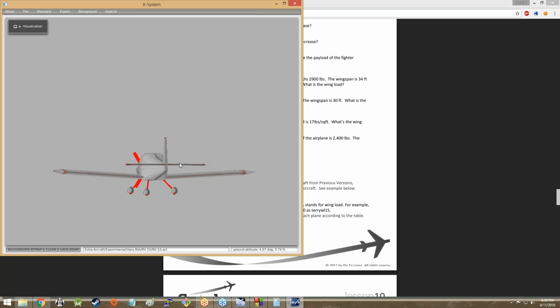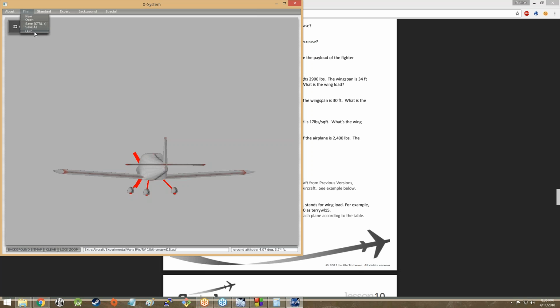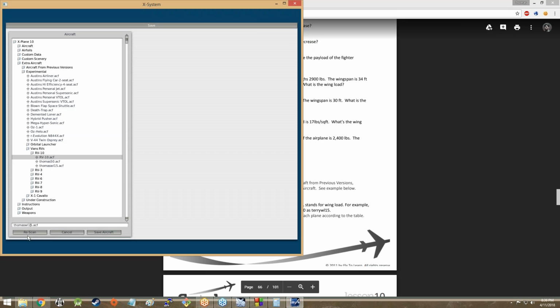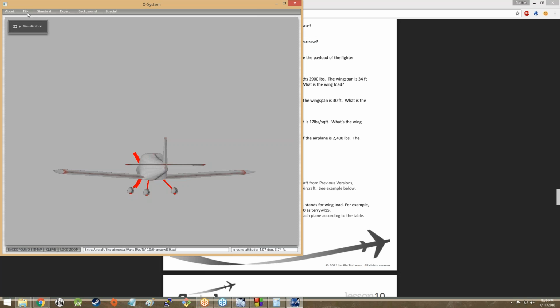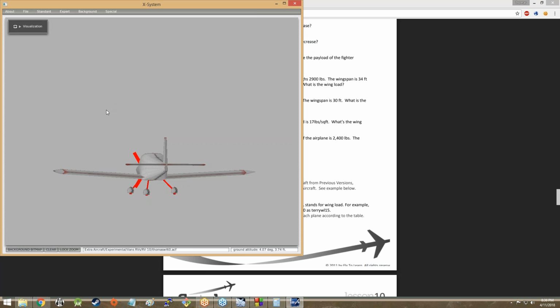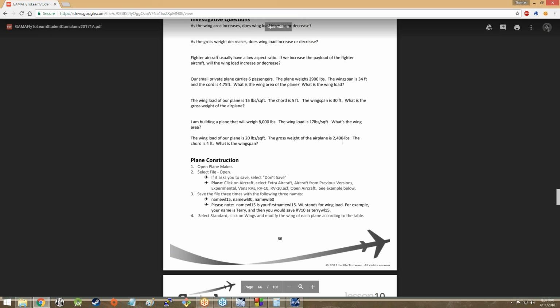So basically what we're going to do is go ahead and save as, and let's see here. So this is going to be Thomas WL15.acf, save, and then save as Thomas WL30.acf and 60.acf, and boom, we've got our 3 saved planes for modification. So let's go ahead and check that out.